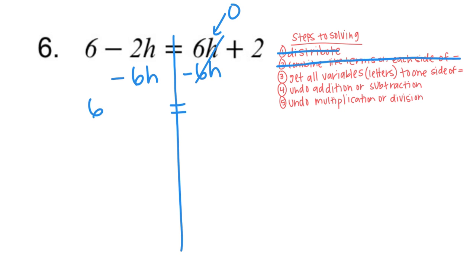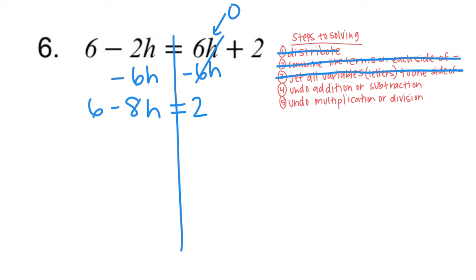I have a 6, and then it was a -2 minus 6. Use that calculator if you need to. -2 minus 6 gives us -8. And don't forget that h. And then on this side of the equation, those h's are gone, so I'm just left with a +2. So now I have all those letters to one side of that equals.